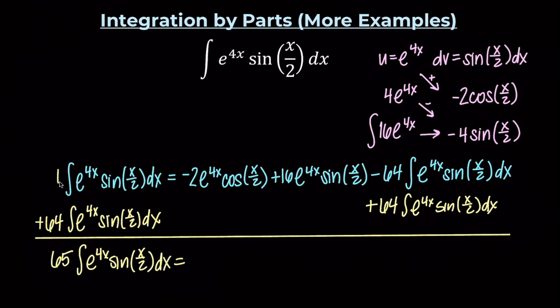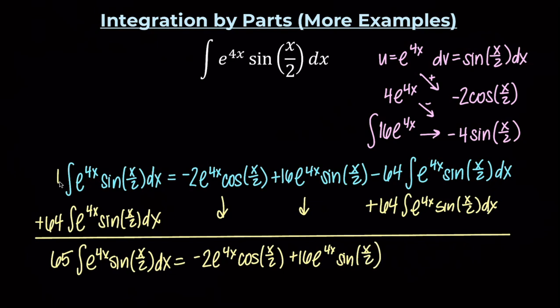This is equal to, and now these just come down: negative 2 e to the 4x cosine of x over 2 plus 16 e to the 4x sine of x over 2. The negative and the positive over here are gone. So I have 65 copies of the integral that I wanted. Well, I just wanted one copy of it, so I'm going to divide by the 65 over here.